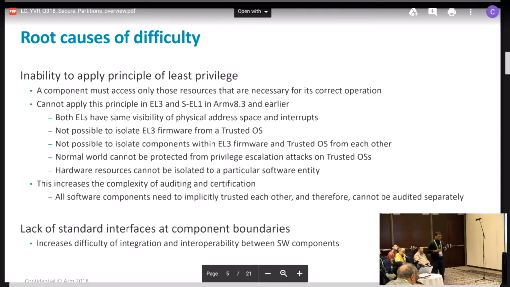And then the other angle to the problem is that in the past, there have been privilege escalation attacks where the normal world has been compromised through the trusted OS, because the normal world cannot be protected from the trusted OS itself, right? As a result, since all the components have to play along nicely, this makes auditing and certification quite difficult because they all have to implicitly trust each other. The other aspect is, because there's no standard interface at the component boundaries, each component is talking its own language, right? The integration and interoperability of these software components becomes very difficult.